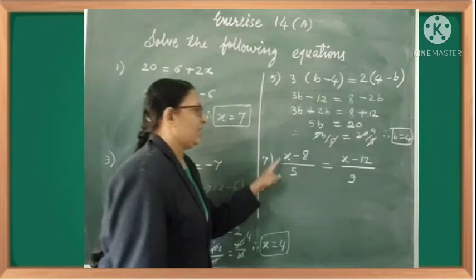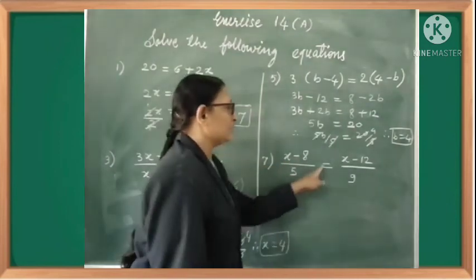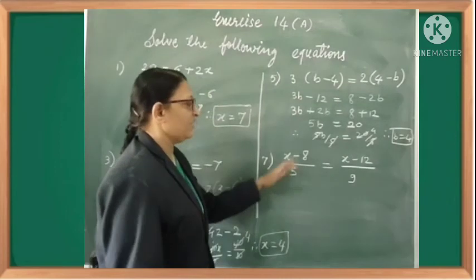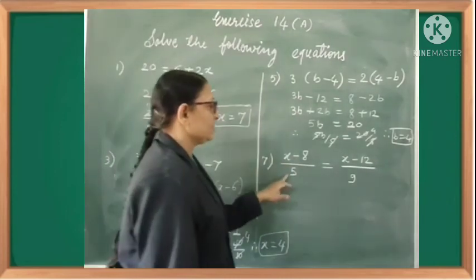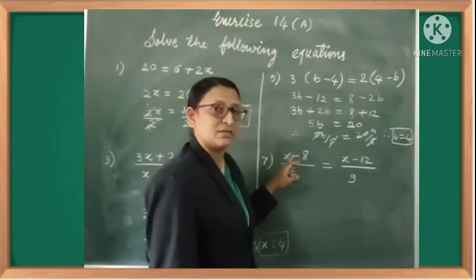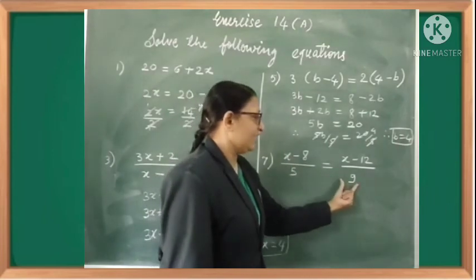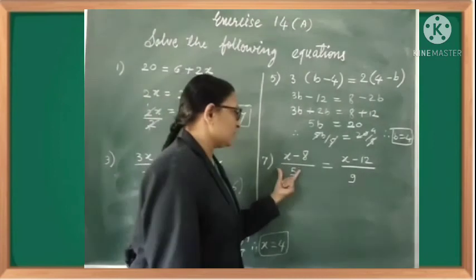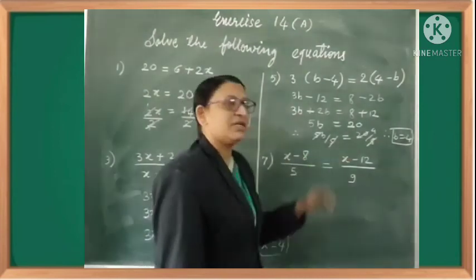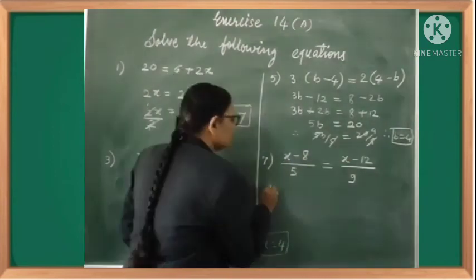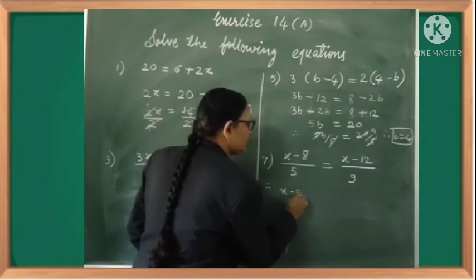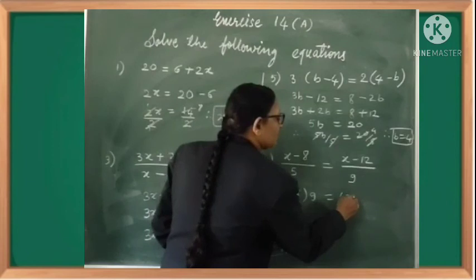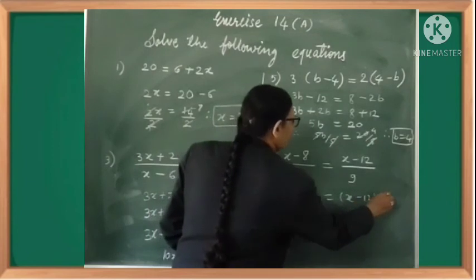Now, 7th question. x minus 8 upon 5 equal to x minus 12 upon 9. In order to simplify this, we will transpose the denominators to the opposite sides. So here, this is divided by 9. On transposing, it will become multiplied by 9. This is divided by 5. On transposing, it will become multiplied by 5. So therefore, x minus 8 multiplied by 9 equal to x minus 12 multiplied by 5.